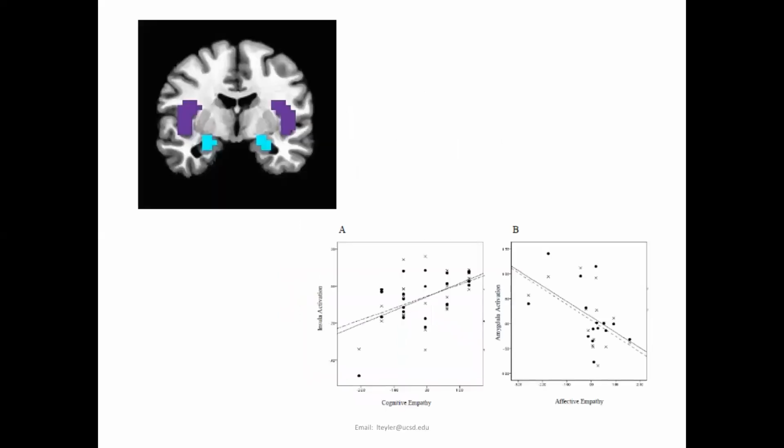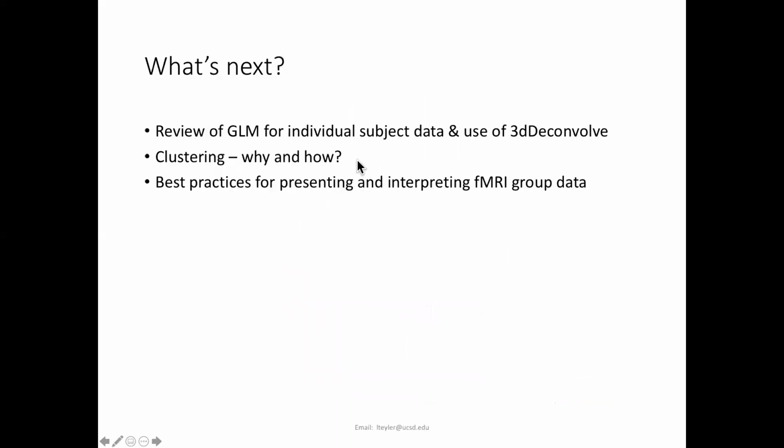So this is just a couple. These were the amygdala ROIs that I made, and you can see that they're resampled at the level of the fMRI. So what's next is, like I said, Alan's going to go over GLM for individual subject data and the use of 3dDeconvolve. He's going to talk about clustering, why you have to do that, how you do it, and a little bit more about how to present and interpret your fMRI group data.